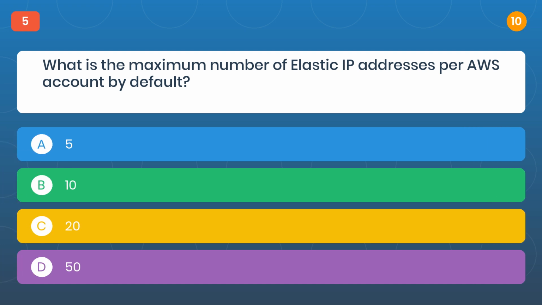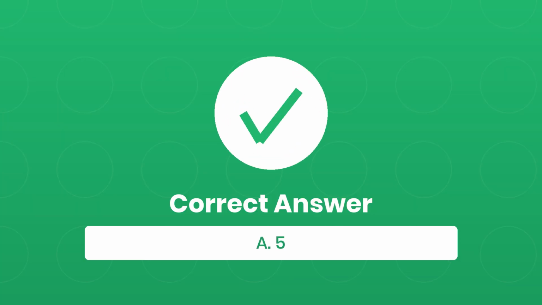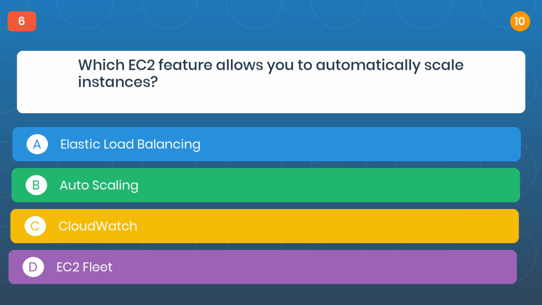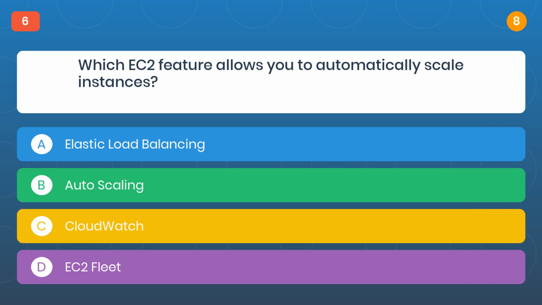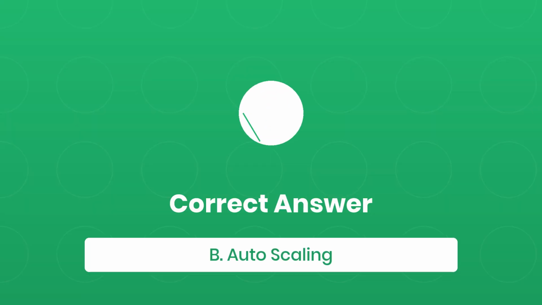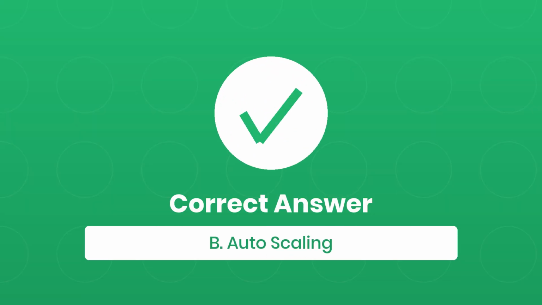Question 5. What is the maximum number of elastic IP addresses per AWS account by default? The correct answer is A. 5. Question 6. Which EC2 feature allows you to automatically scale instances? The correct answer is B. Auto-scaling.